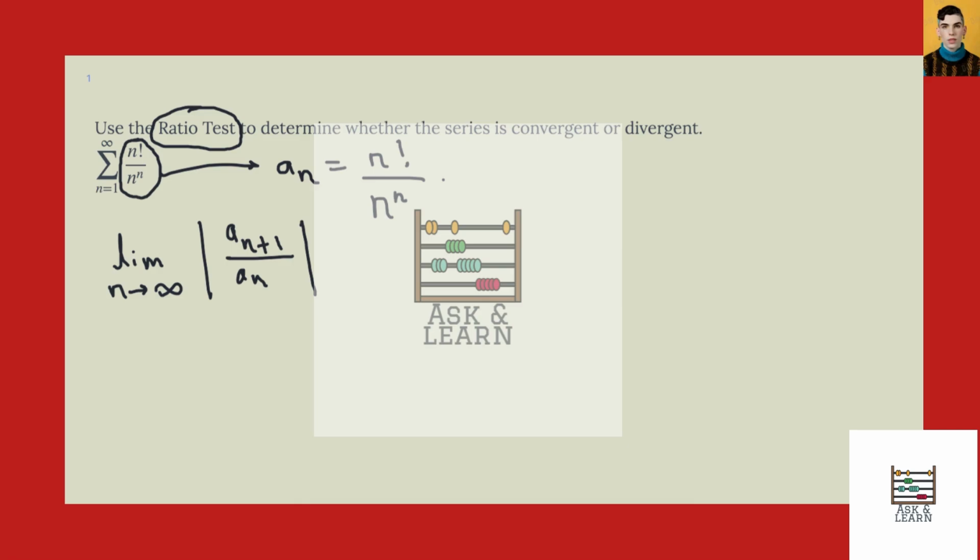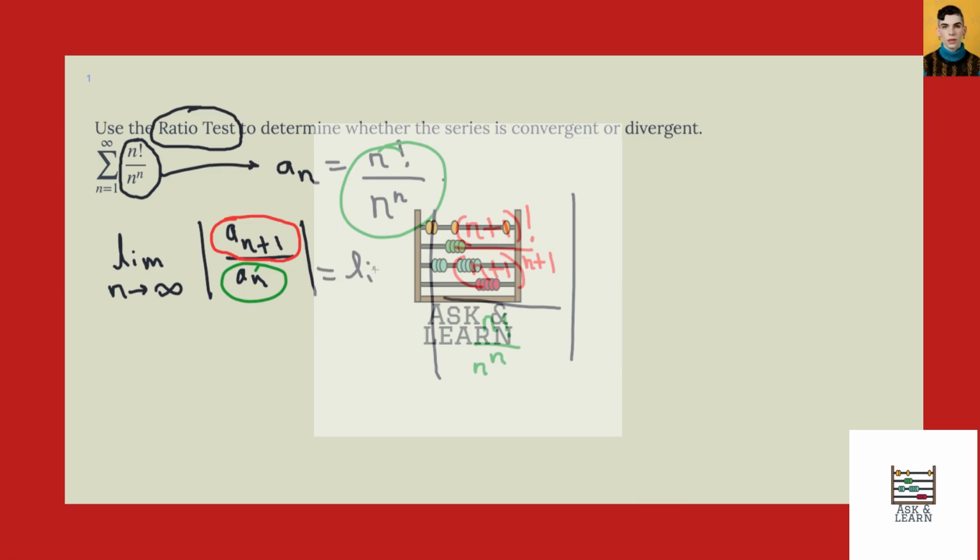So let's do the numerator in red. So that will be (n plus 1) factorial over (n plus 1) to the (n plus 1). Then that's being divided by a_n. a_n is n factorial over n to the n. Let's write the absolute value. You could ignore the absolute value because all the fractions here consist of positive numbers.